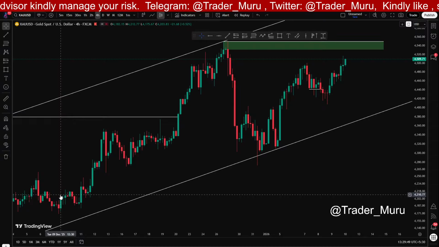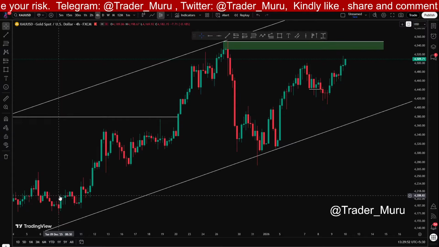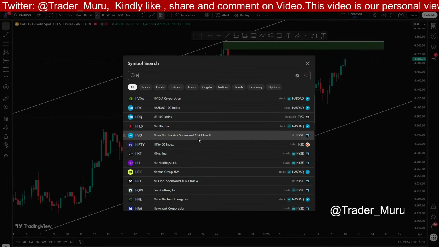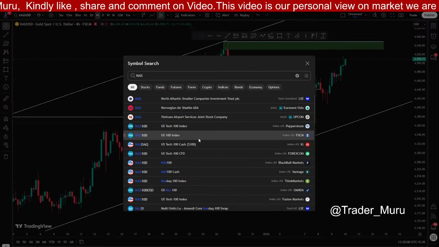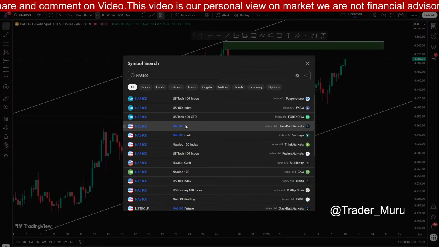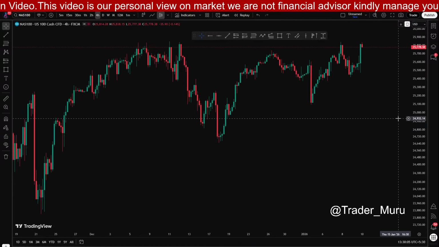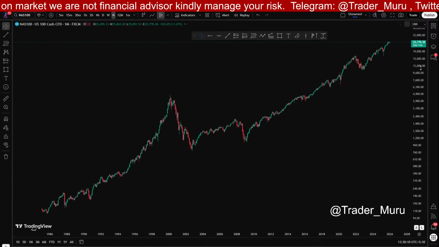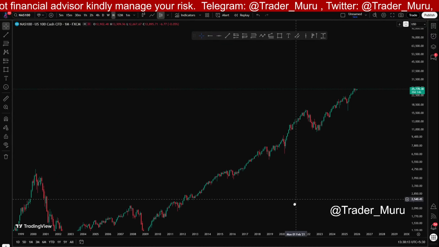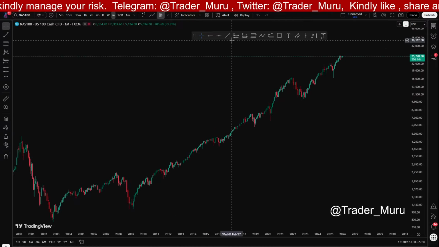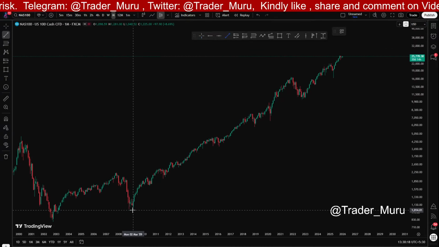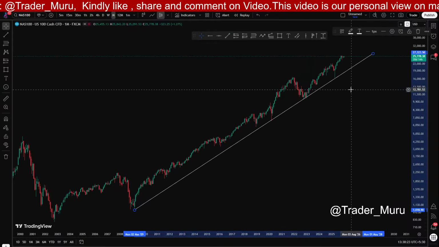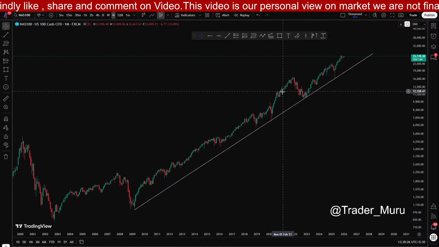If possible, add NQ also, bro. I don't trade this, but let's see. NAS 100. Do I have any drawings? No. See this? This is a clear uptrend, a clear trend line. Test this area. It is a buy.